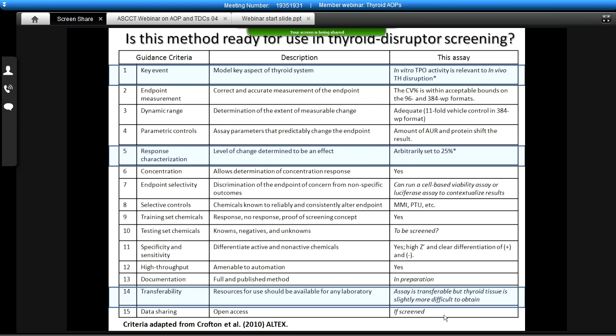So you can see I've highlighted just 3 of the guidance criteria because I want to speak to these a little more regarding the Amplex Ultra-Red thyroperoxidase inhibition assay. First, key event: how well are we modeling a key aspect of the thyroid system? Well, what we'd really like to know is that in vitro TPO activity is relevant to in vivo thyroid hormone disruption. And I have some pilot data on this that I'd like to show you.